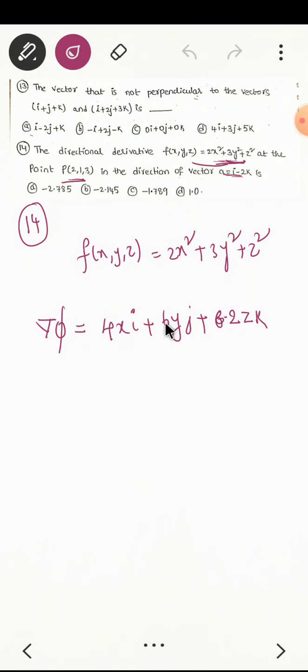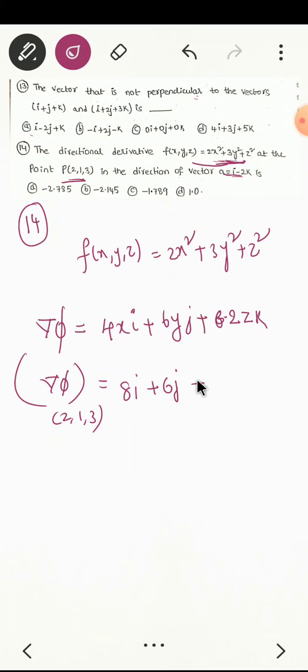So 4xi plus 6yj plus 2zk. Now del phi at some point. What is the point they have given? 2 comma 1 comma 3. Substitute 2, 1, 3: in place of x 2, in place of y 1, in place of z 3. So 4 twos are 8i plus 6j plus 6k.